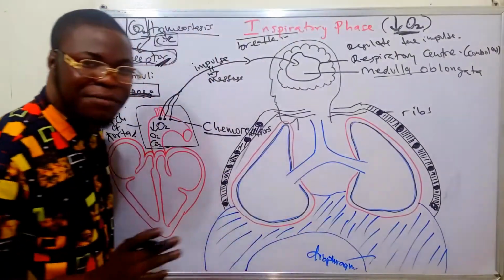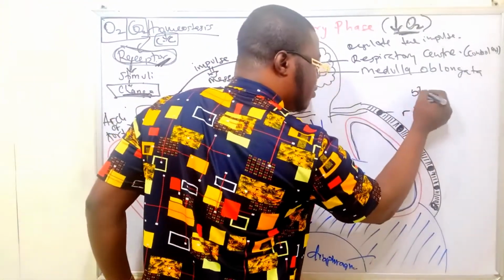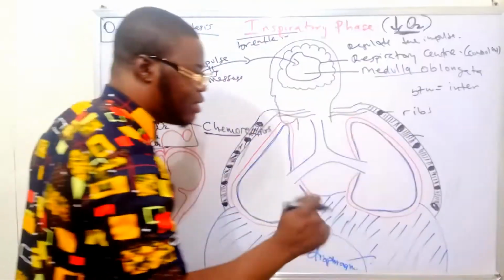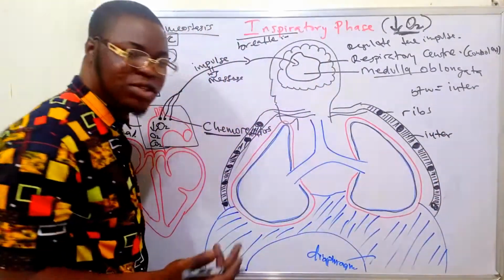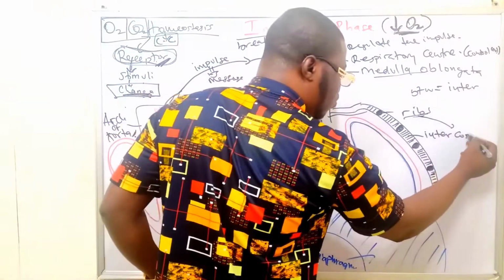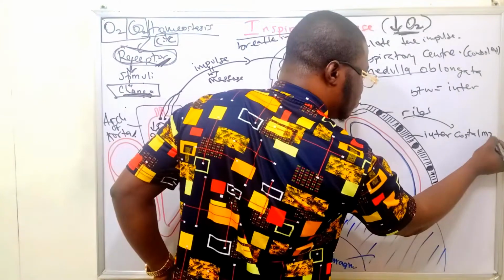And because those muscles are found between the ribs, in anatomy, the word between means inter. Within is intra. We'll talk about that later. So they are called inter, between. And now they are between what? They are between the ribs. And the word rib in anatomy means costal. So costal. And because they are muscle, their name is intercostal muscle.